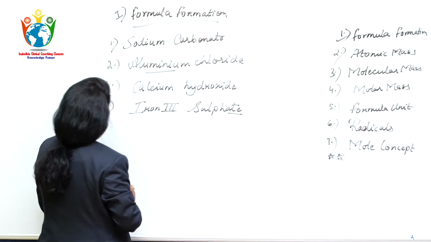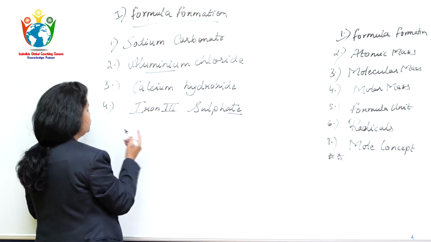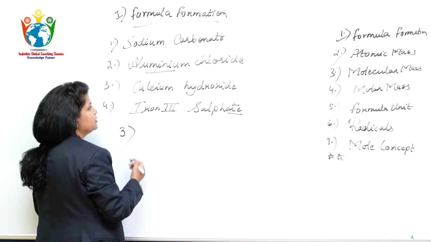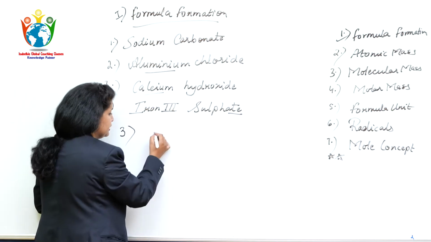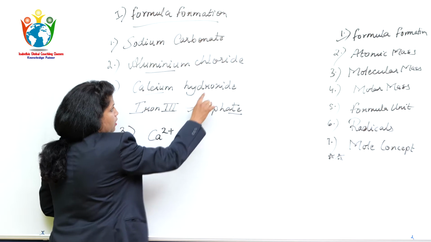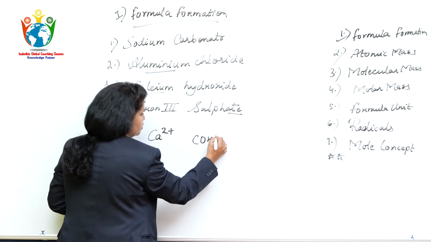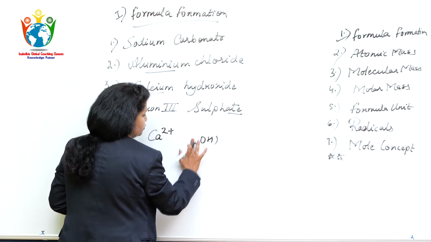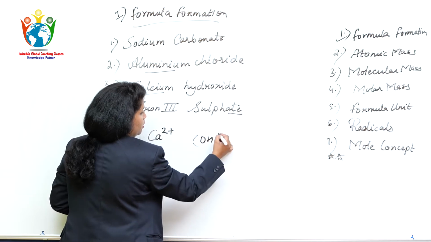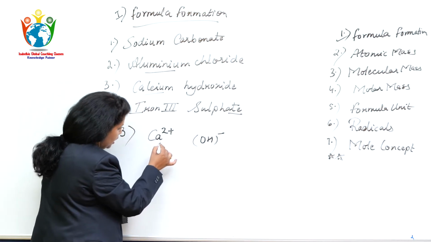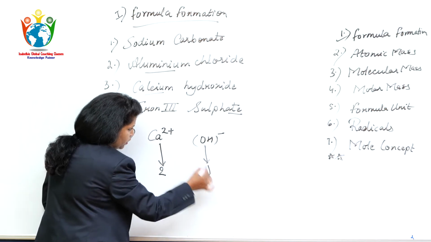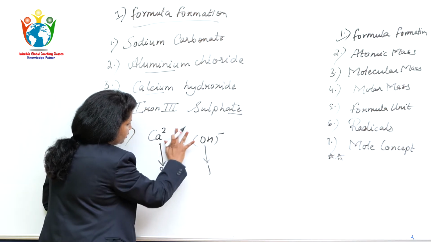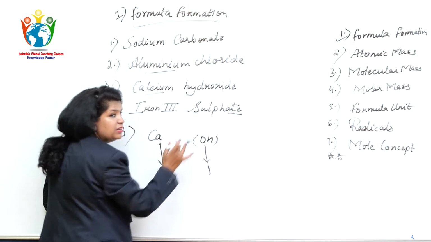Now we can go with the third example, that is calcium hydroxide. What is calcium? You can go to divalent cations, Ca2 plus. Hydroxide, OH minus. Okay. I will bring this 2 down. I will bring this 1 down. After bringing it down, what will I do? I will erase it.